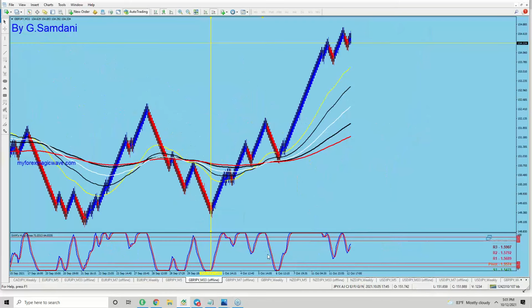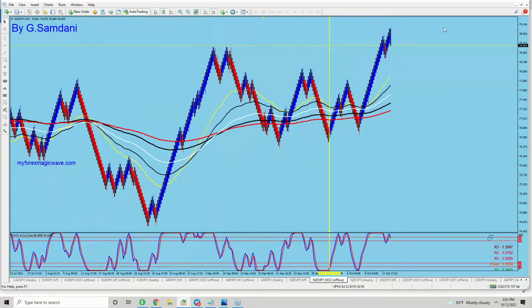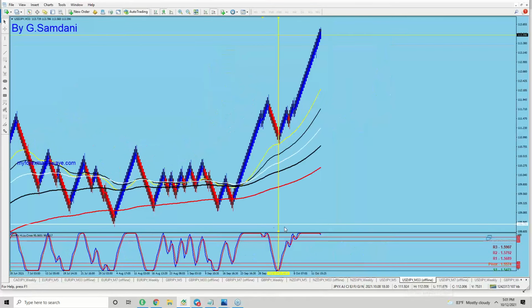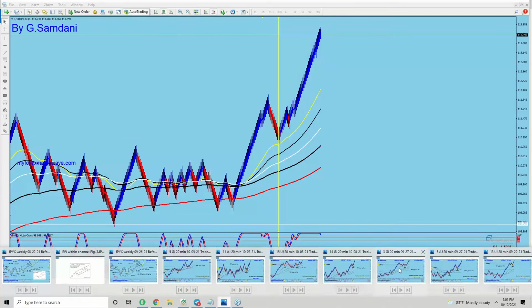Pound yen went up big time. New Zealand yen up. USD yen big time. So all 5, 6 pairs, all yen pairs, they all went up because I had the yen index chart under control, and I saw the direction where it's going. So I ended up having so many trades in hand. But not all of them would I take blindly. I have to have my setup, my Magic Average setup, to go long. So let me show you how I did it one by one.